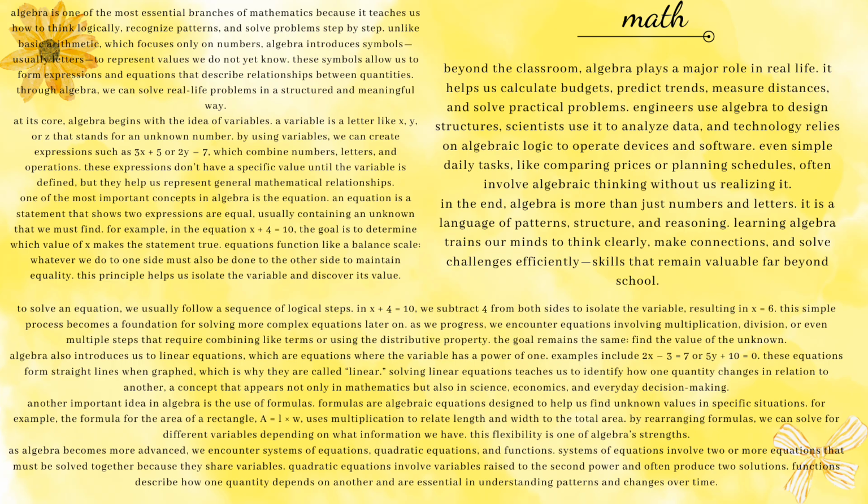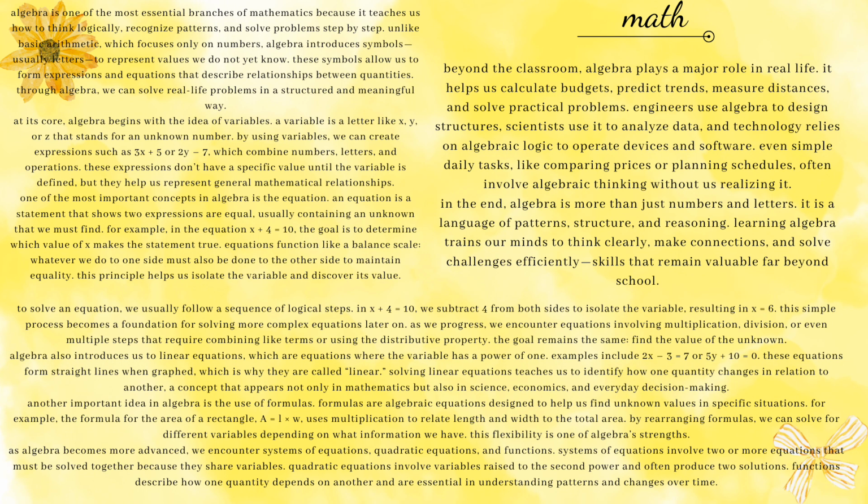Algebra is one of the most essential branches of mathematics because it teaches us how to think logically, recognize patterns, and solve problems step by step. Unlike basic arithmetic, which focuses only on numbers, algebra introduces symbols, usually letters, to represent values we do not yet know. These symbols allow us to form expressions and equations that describe relationships between quantities. Through algebra, we can solve real-life problems in a structured and meaningful way.